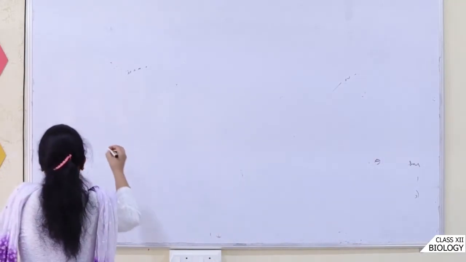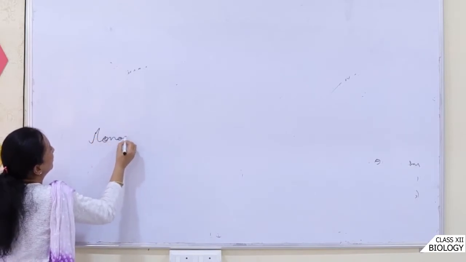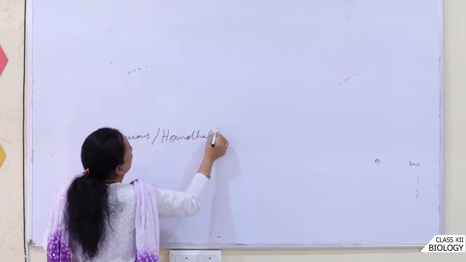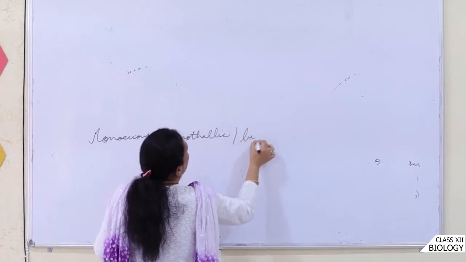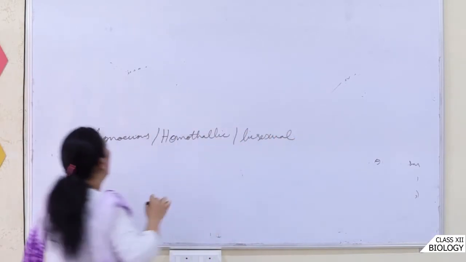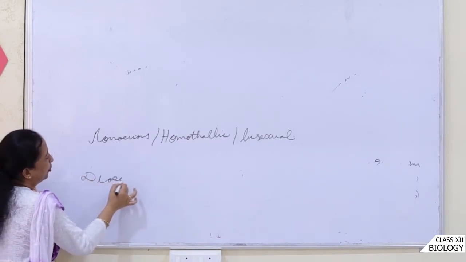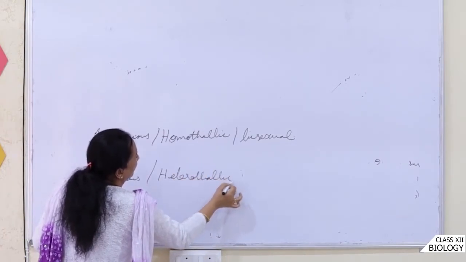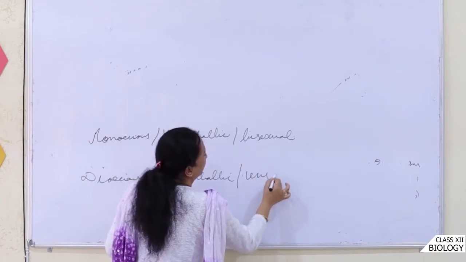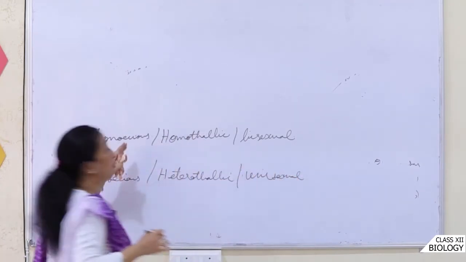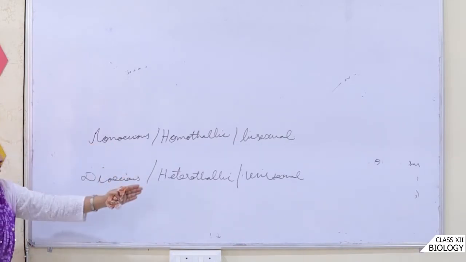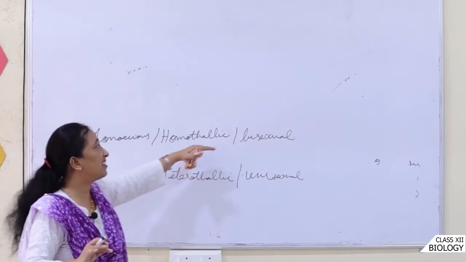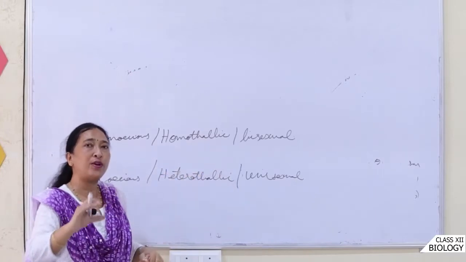Plants are classified as monoecious, homothallic, or bisexual, or they can also be classified as dioecious, heterothallic, or unisexual. Monoecious plant means both the sex organs, that is the male and the female part, are found in the same plant body, that is homothallic. It also denotes the same thing, that is it is found in the same thallus.